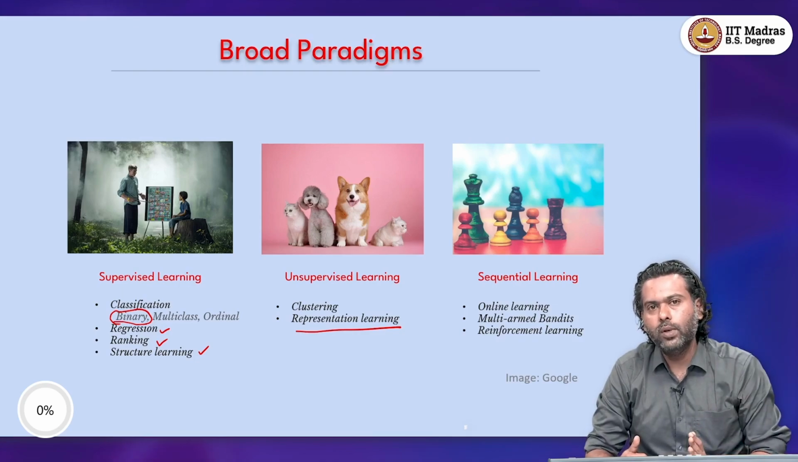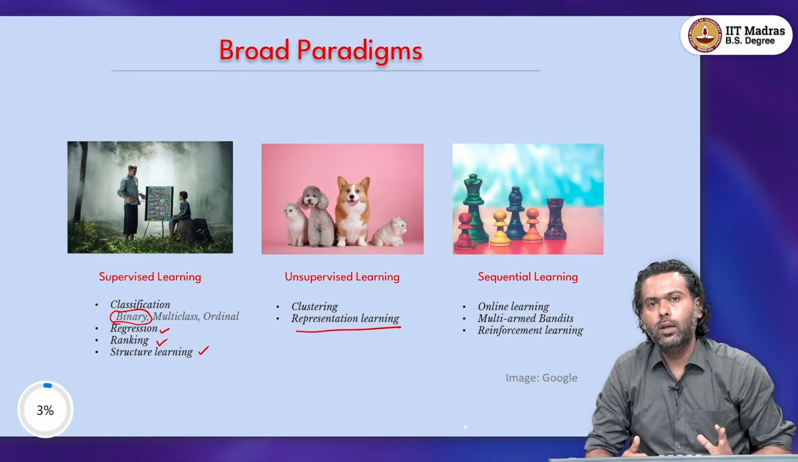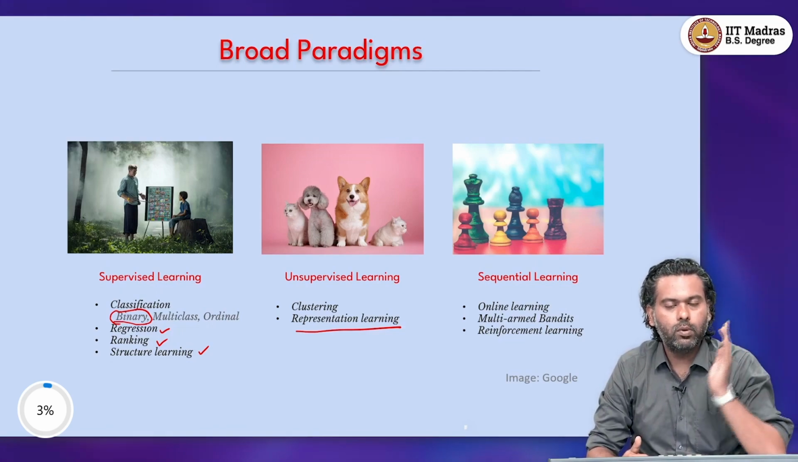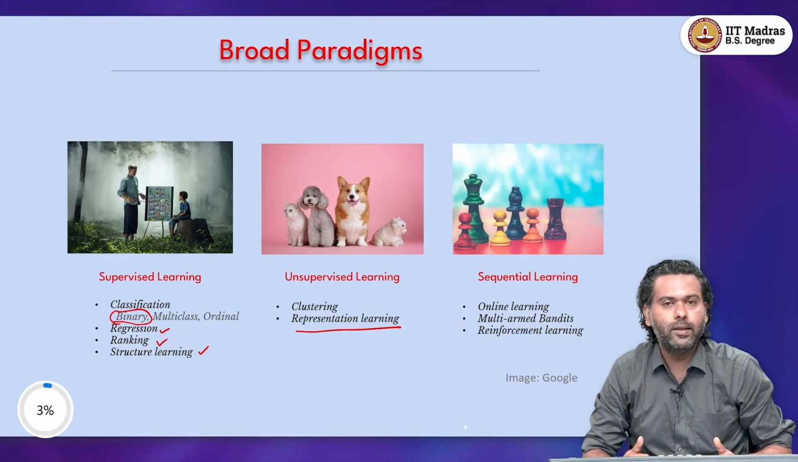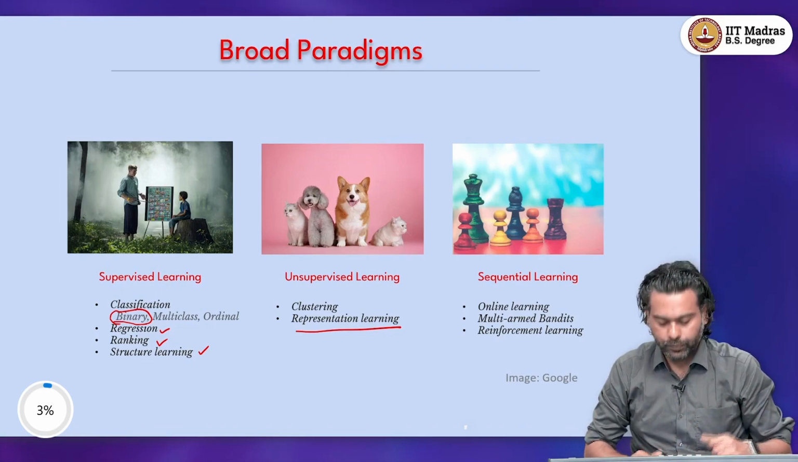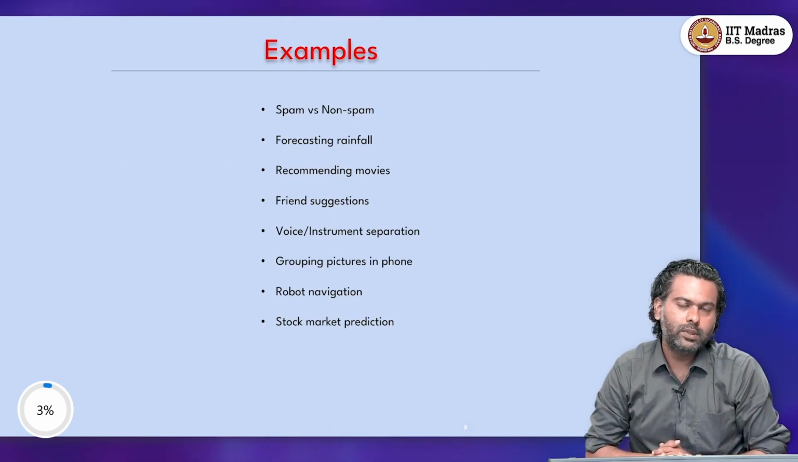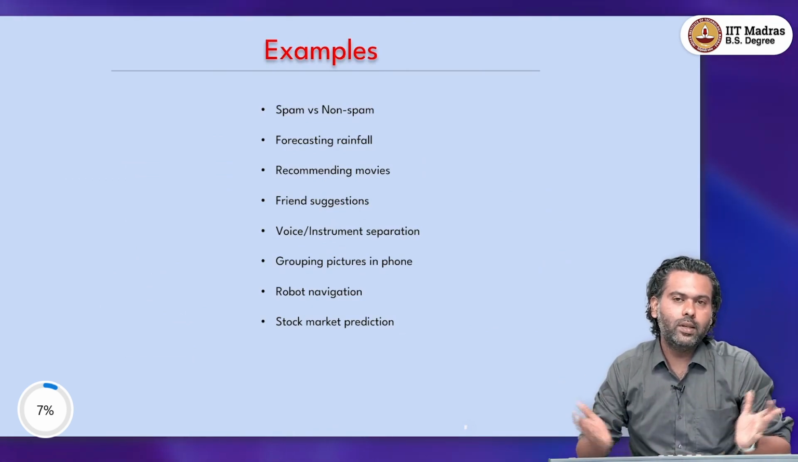And now what I'm going to do next is challenge you to figure out, given an application, whether it is supervised learning, unsupervised learning, or sequential learning, and within these, which of the subtypes it belongs to. So let's begin the challenge. Here are some examples. I'm going to tell you what these examples are.